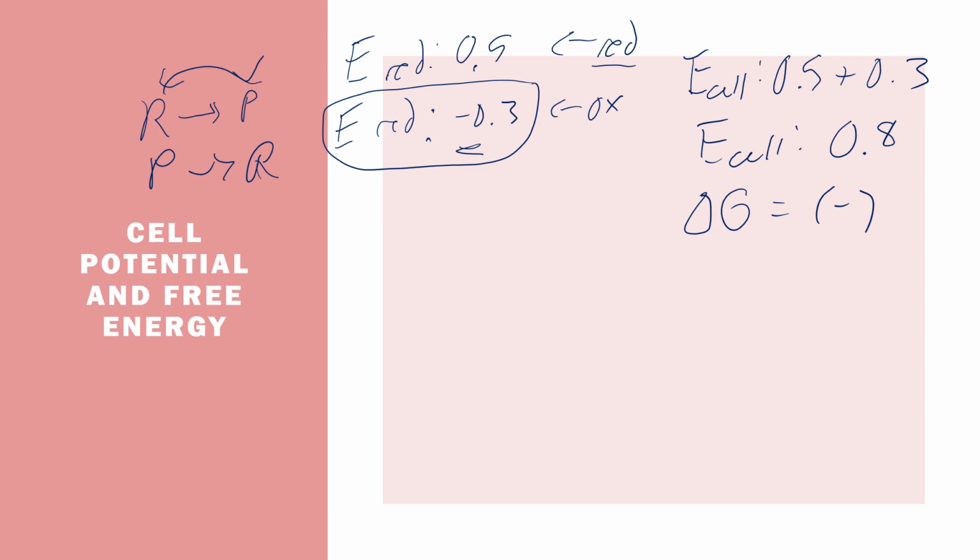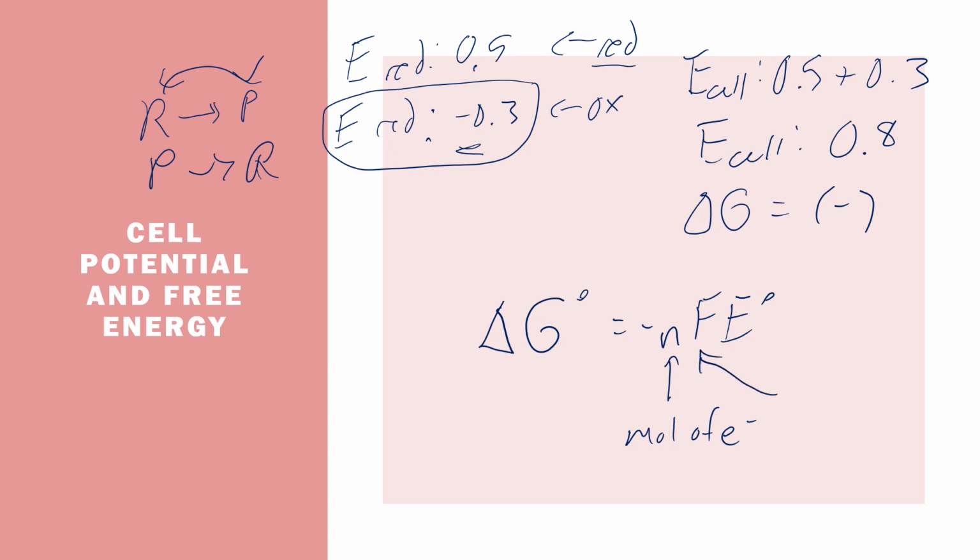Now, you can relate the two together using this equation. Delta G at standard conditions is equal to negative nFE, where delta G is your Gibbs free energy. n is the moles of electrons that are being transferred in that process. F is Faraday's constant, which is on your formula sheet. It is 96,485, and the unit for that is coulombs per mole of electrons. And then E at standard conditions is your overall cell potential.